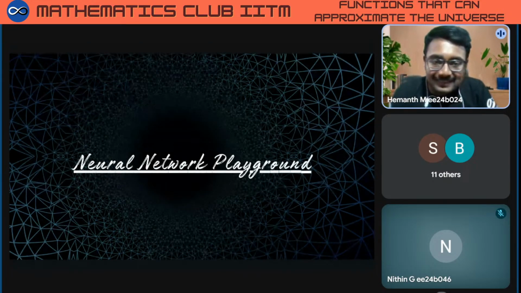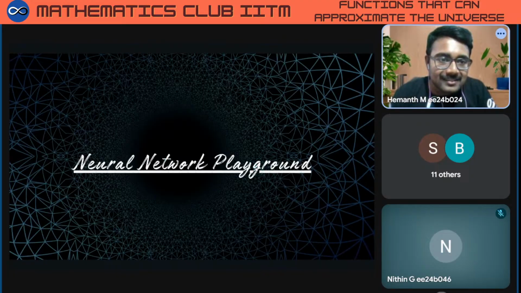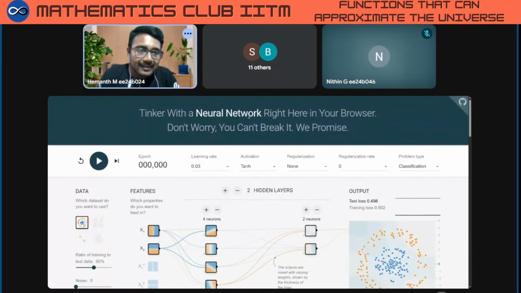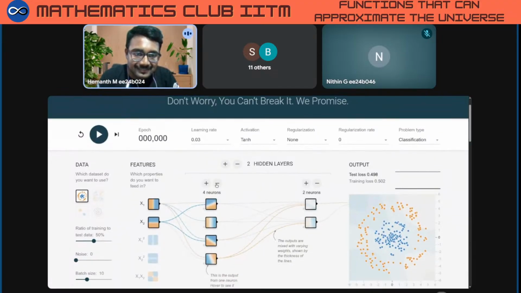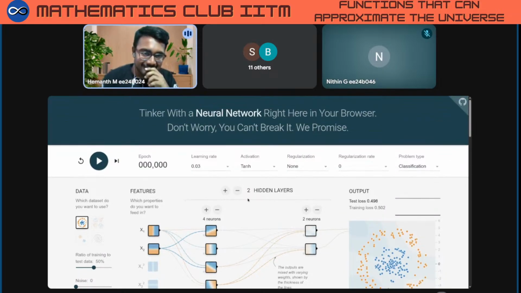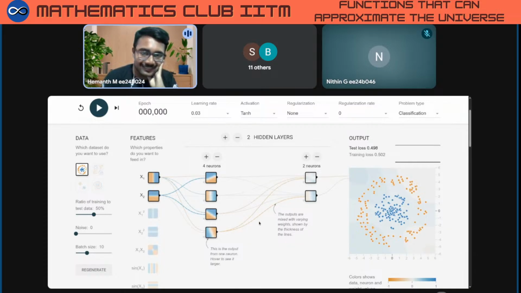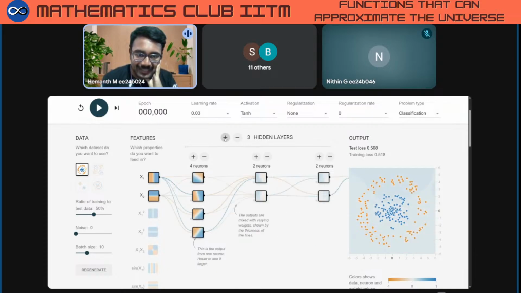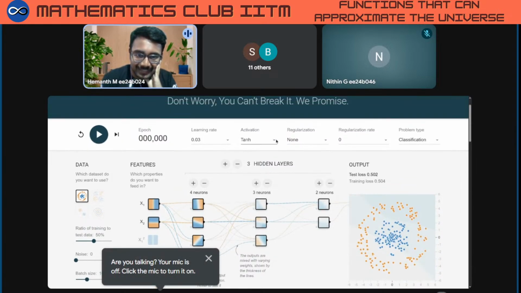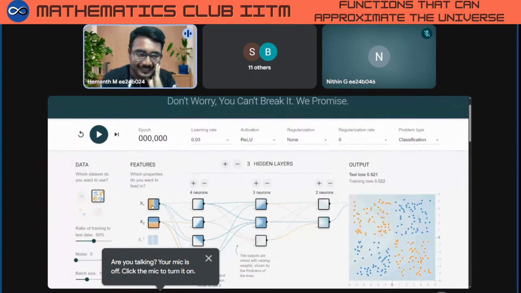Now I want to take you over to this. This is a neural network playground. Can you see this? This is a neural network playground developed by TensorFlow. It's a very nice thing. You can add more layers, you can add more neurons, you can even customize the activation function that you want. You can customize everything. You can change the data set, everything.